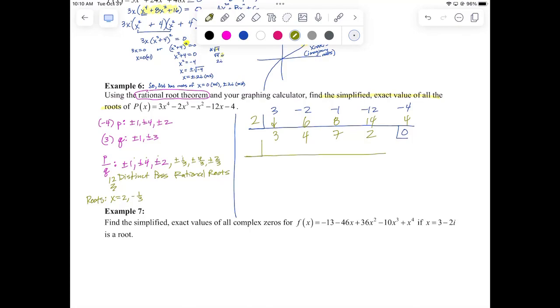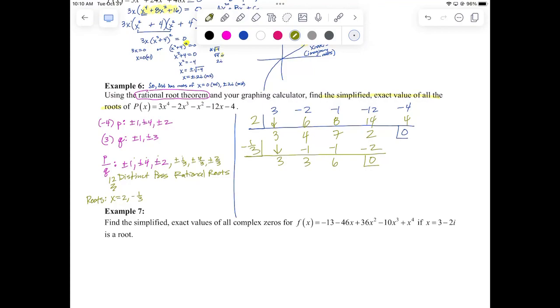So we'll just draw another panel here. And now we'll do negative 1/3. We'll bring down the 3. We multiply, we get negative 1. We add, we get 3. We multiply, we get negative 1. We add, we get 6. 6 times negative 1/3 is negative 2. And lo and behold, we do in fact get a 0 there, just like we wanted.